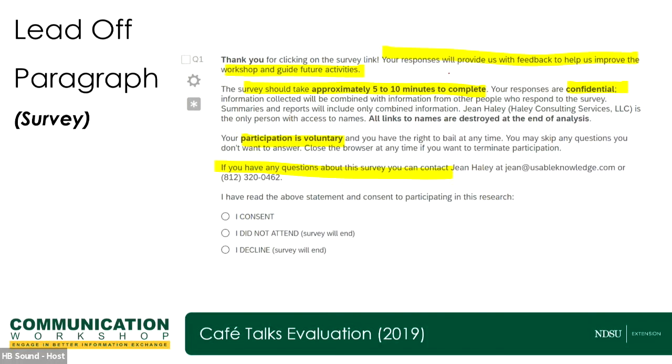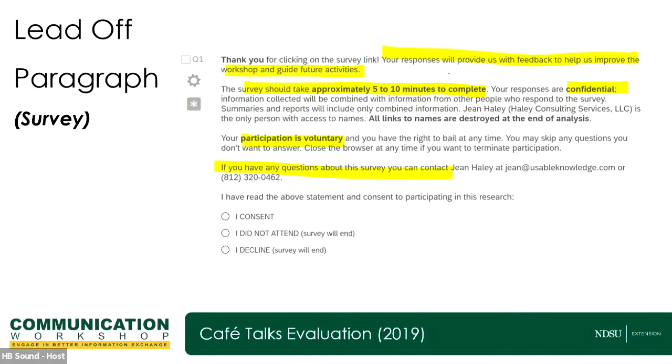Well, we've sent them an email, all right? So the first thing is they clicked on that link. Thanks for clicking on the link. We already told them, but we're going to remind them here what your data is going to help us do. It's going to provide us with feedback to help us improve our workshop, and also to guide future activities. And then we state exactly how long it takes to take the survey.